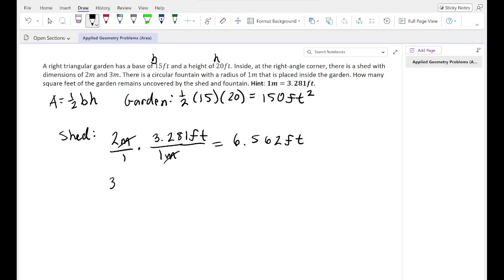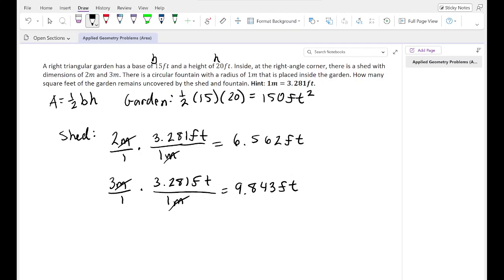Now we're going to do 3 meters to feet, which is the exact same process again, by which we want to make sure that our meters cancel and we're left with only the unit measurement of feet. So 3 times 3.281, which is going to give us 9.843 feet. So now we know what the length of the shed is in feet.